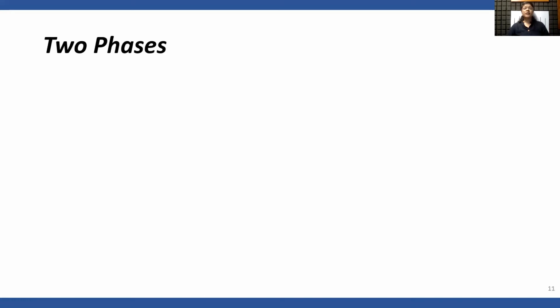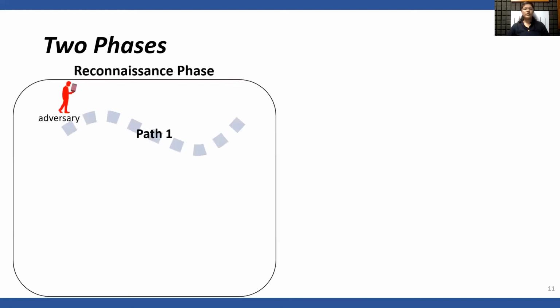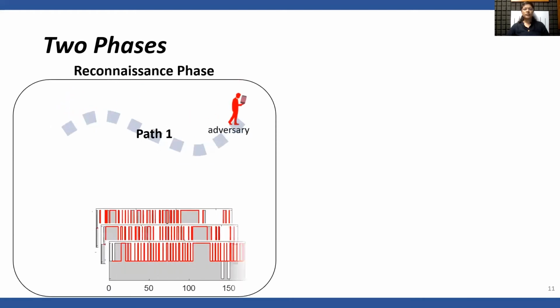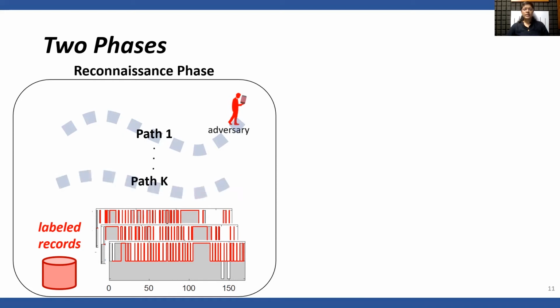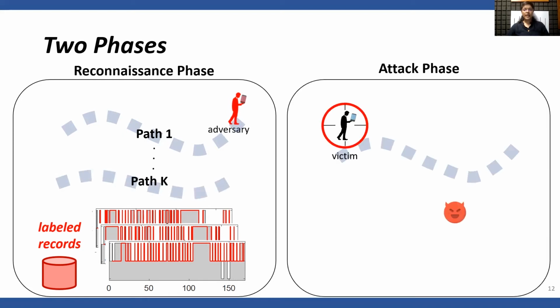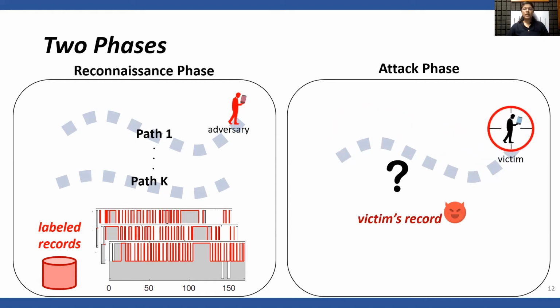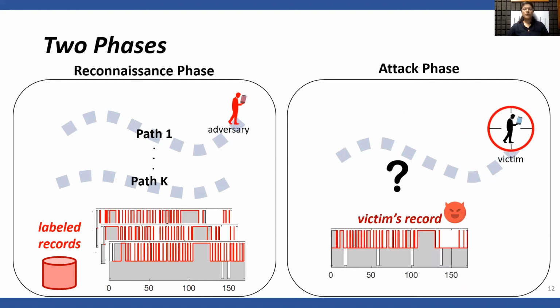SLIC is conducted in 2 phases. The first phase is the reconnaissance phase, where the adversary walks the path of the victim multiple times to obtain the labeled record. The adversary collects the record for all K possible paths of the victim. In the attack phase, the adversary monitors the downlink channel of the victim to obtain the victim's record, which he compares with the labeled record to finally identify the path the victim is on.